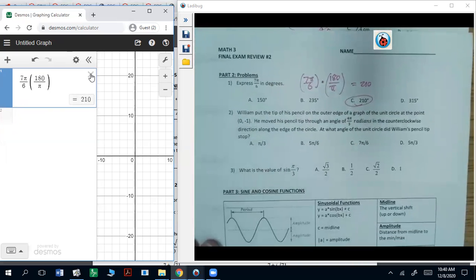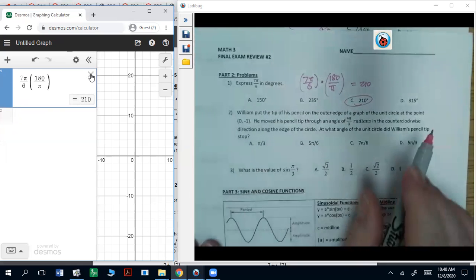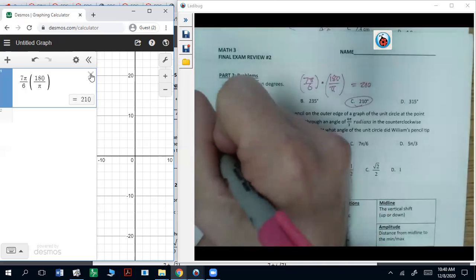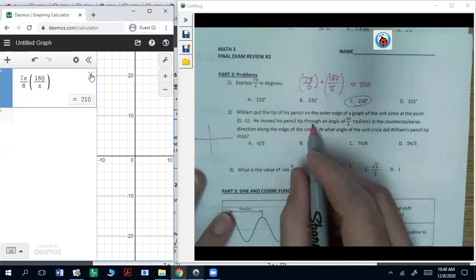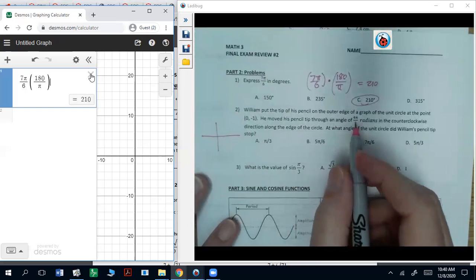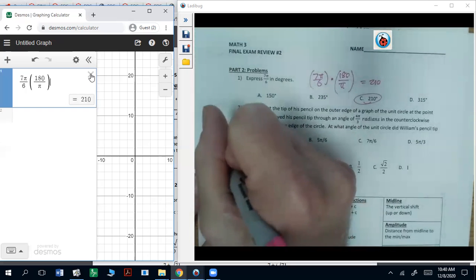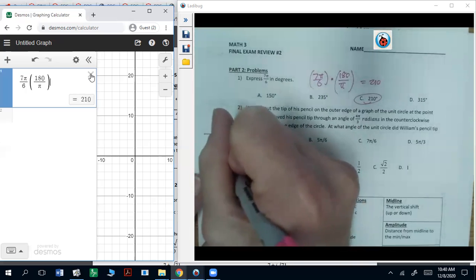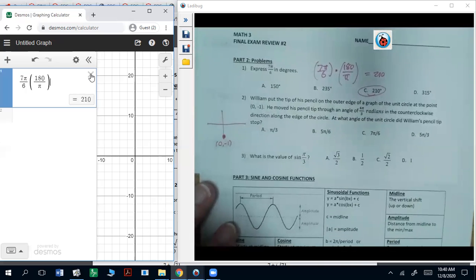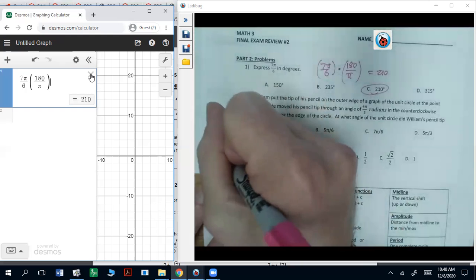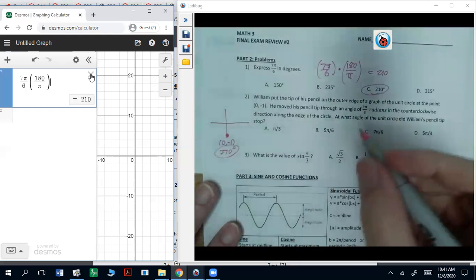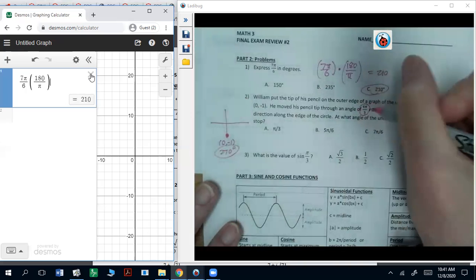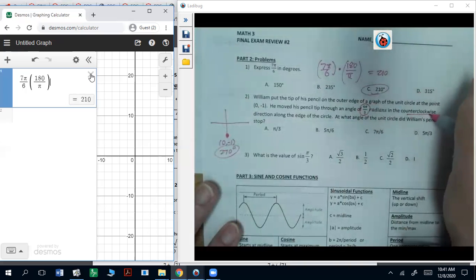Number 2, William put the tip of his pencil on the outer edge of a graph on the unit circle at the point 0, -1. He moved his pencil tip through an angle of 4 pi over 3 radians. 0, -1 is down here. 0, -1, that's 270 degrees. He moved the pencil tip at an angle of 4 pi over 3 radians counterclockwise.